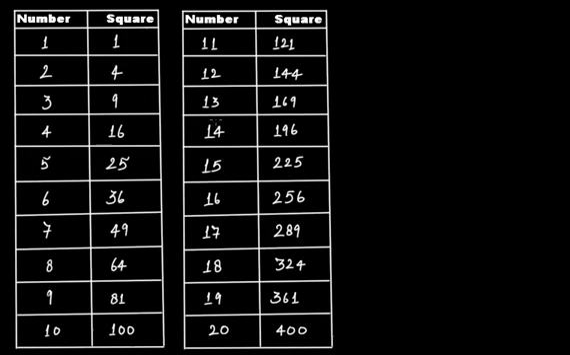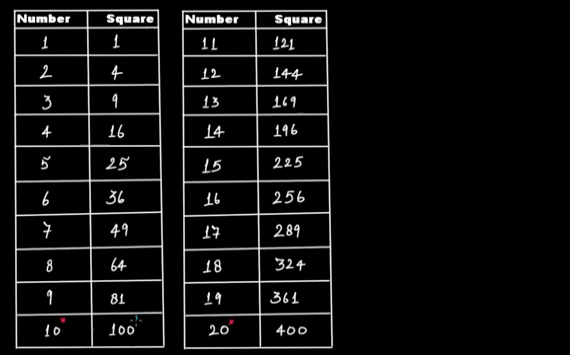Now we have two tables here, and each of these tables has two columns. In the first column we have numbers, and in the second column we have their square numbers. If you look at these two numbers, 10 and 20, these two numbers have one thing in common, and that is they end in 0, that is they have 0 at their units places.